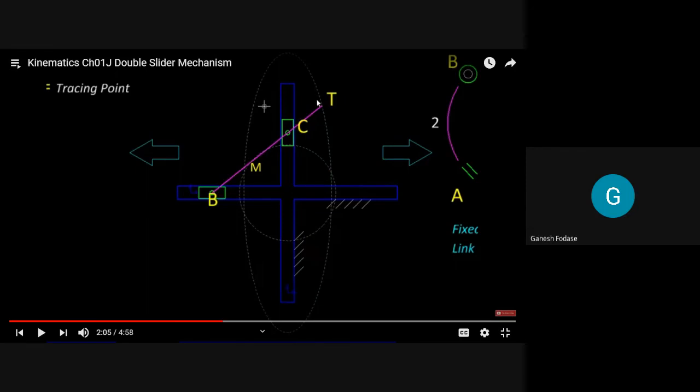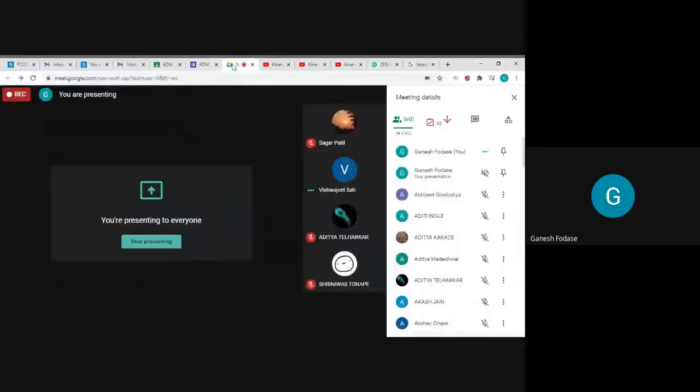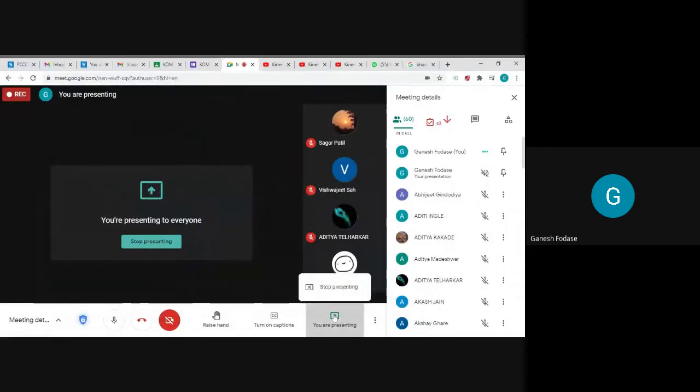But if that point T is at the midpoint, then BM is equal to MC, so it will be a circle. In that case, we get the equation of a circle. So we proved here how this elliptical trammel is used to trace an ellipse, and in one special case it is used to trace a circle. Okay, that's all about the inversions of the double slider crank mechanism. We discussed three inversions: the first one is the Scotch yoke mechanism, then the elliptical trammel, and Oldham's coupling.